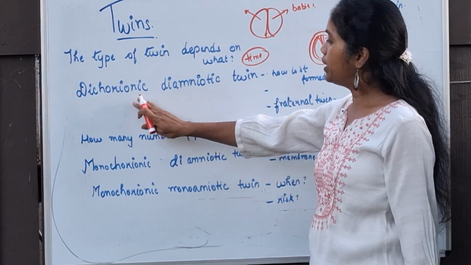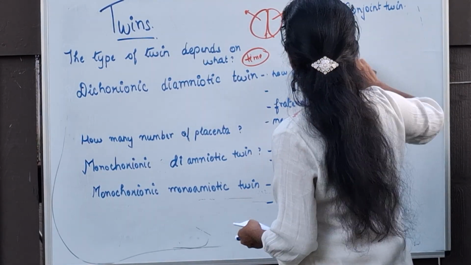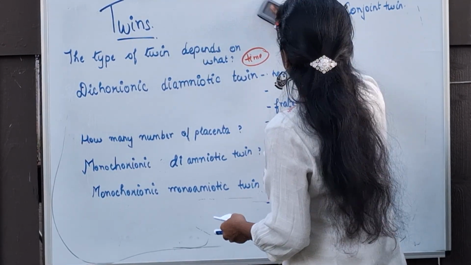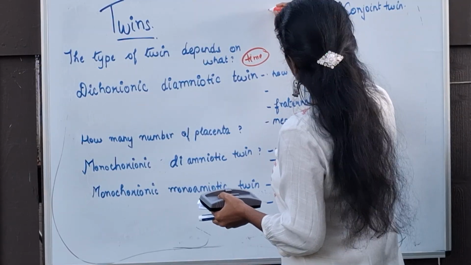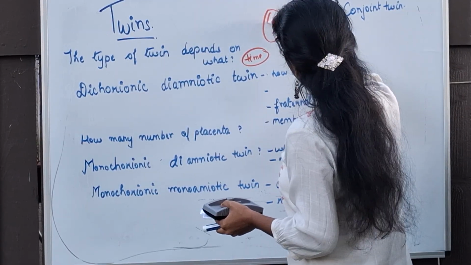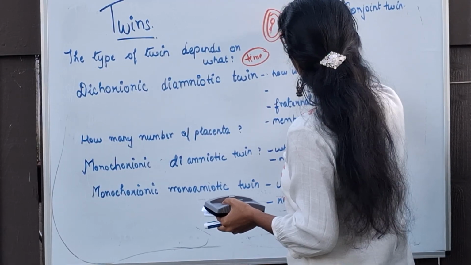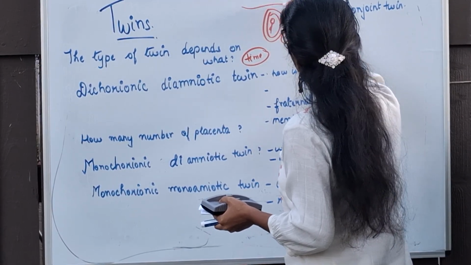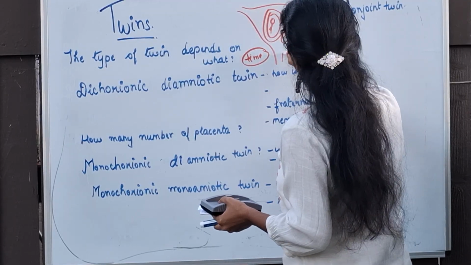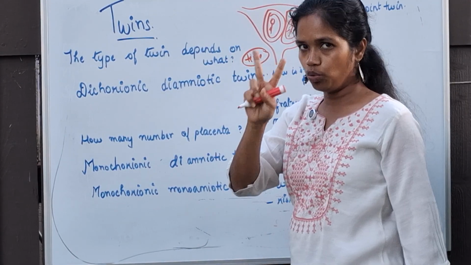What do you understand by dichorionic, diamniotic twins? This is quite as the name says. We have twins, but with two chorions and two amnions. So this is a dichorionic, diamniotic twin inside the uterus. How is it formed? This can be formed in two ways.